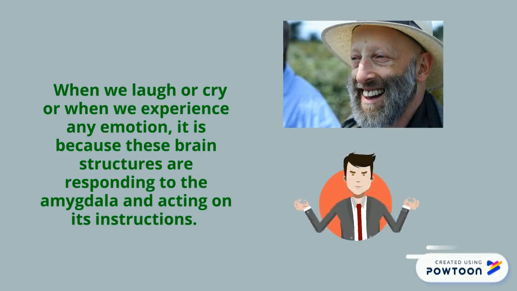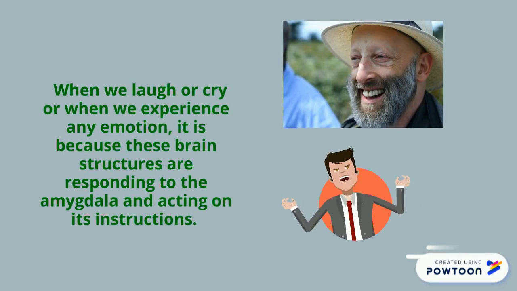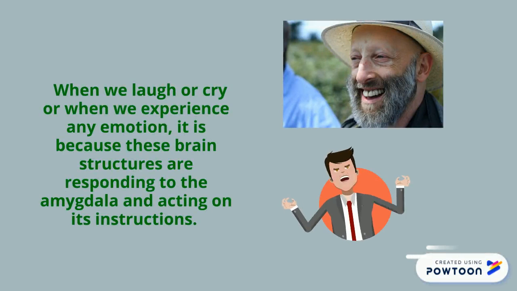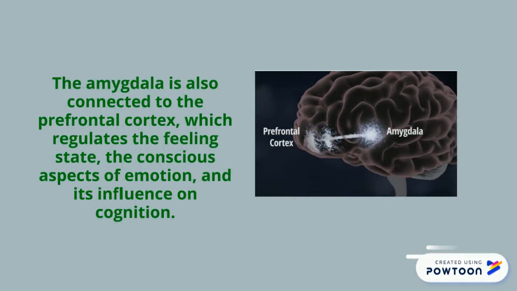When we laugh or cry, or when we experience any emotion, it is because these brain structures are responding to the amygdala and acting on its instructions. The amygdala is also connected to the prefrontal cortex, which regulates the feeling state, the conscious aspects of emotion, and its influence on cognition.